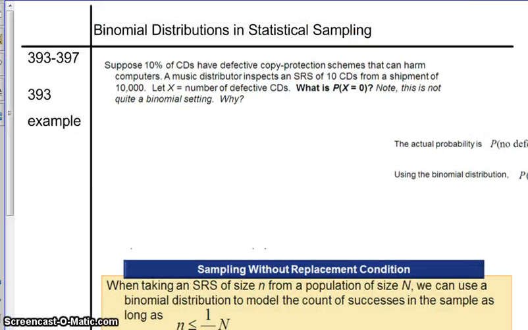transforming it and such. All right, suppose, this is another situation, suppose 10% of CDs have a defective copy protection scheme that can harm computers. A music distributor inspects 10 CDs from a simple random sample, 10 CDs from a shipment of 10,000. Let X be the number of defective CDs. What's the probability X equals 0? Okay, this is not quite a binomial setting, and why?